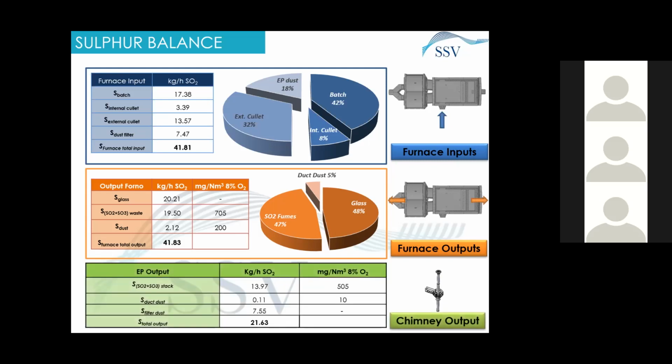So another thing I want to point out is that in the input, we can see, for example, the foreign cullet, the external cullet, is one of the most critical sources of sulfur, because it is very variable. It depends on how it is mixed and the amount of colored glass. So it's important to check this parameter for the sulfur balance.